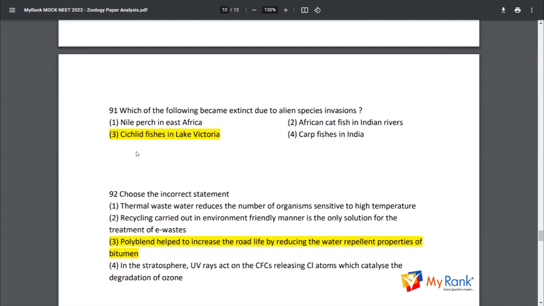Because of the invasion of Nile perch in Lake Victoria, the cichlid fishes that are local or indigenous to that East African region have become extinct. So, option 3 is the correct answer. Now, again, option 4 states carp fishes in India, which is not extinct. So, option 4 is not a correct statement.